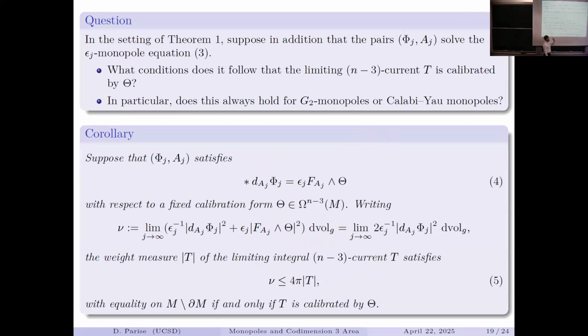This effectively is saying that you have two terms in the monopole functional. We have the Dirichlet energy term, and we have this curvature of the connection term. If there's equipartition of the energy between these two terms, then the limit is calibrated. It's an if and only if statement. So this is the main takeaway. If you have this equipartition of the energy, then you are calibrated.